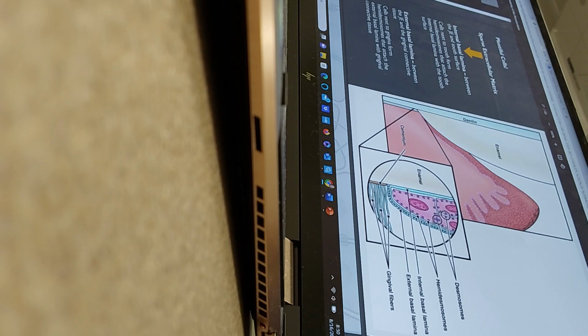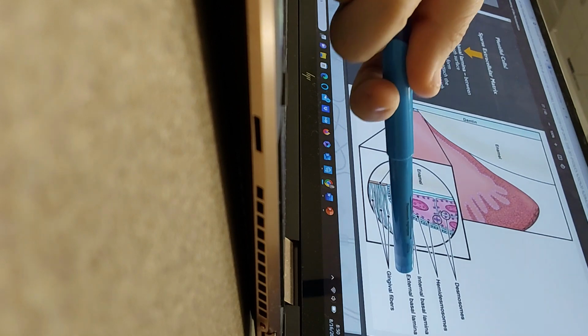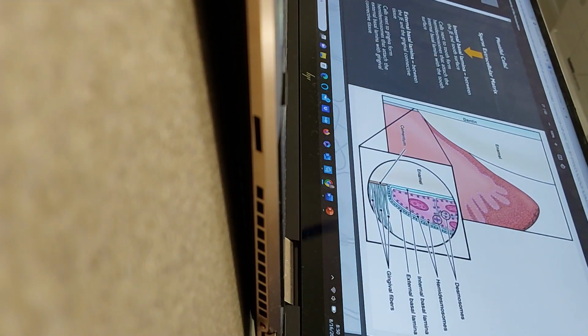The internal basal lamina is between the junctional epithelium and the tooth. So here's a nice picture of where that exists. The internal basal lamina exists between the junctional epithelium and enamel or cementum. The cells next to the tooth form hemidesmosomes that attach the internal lamina to the tooth surface.